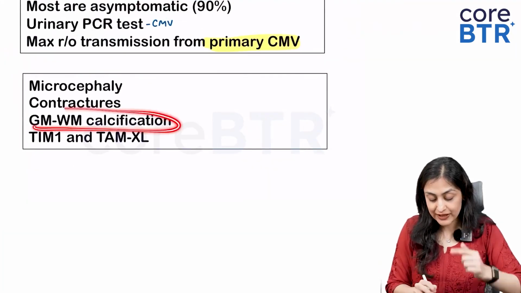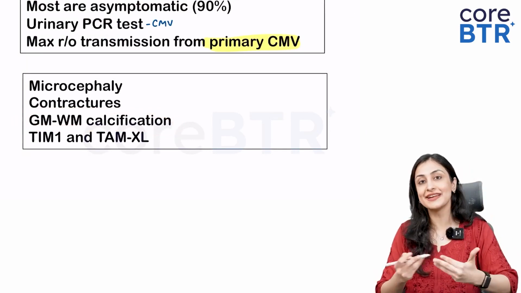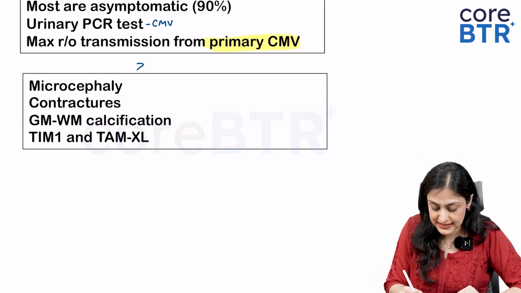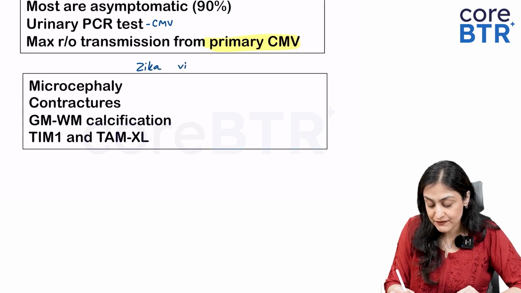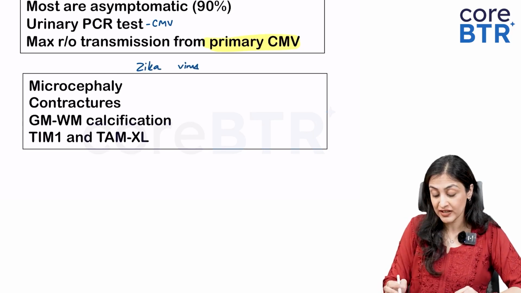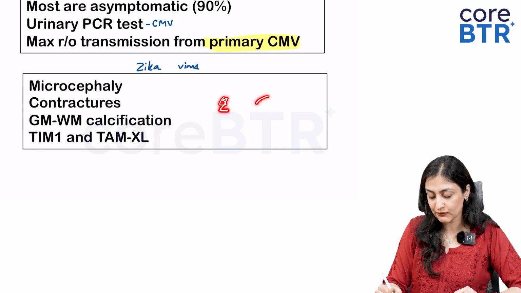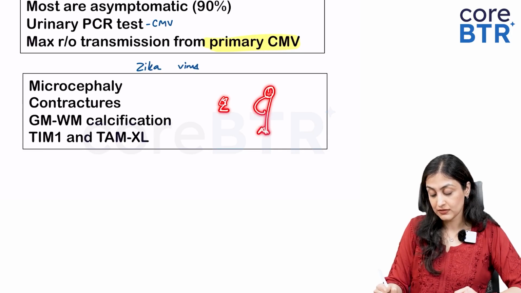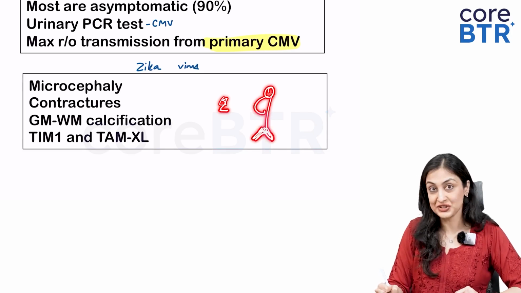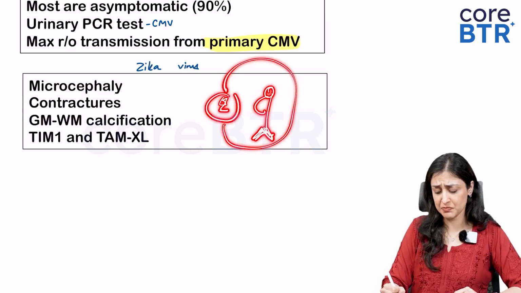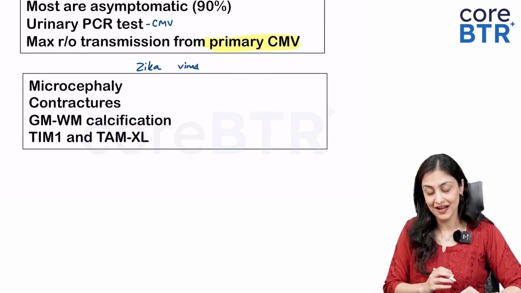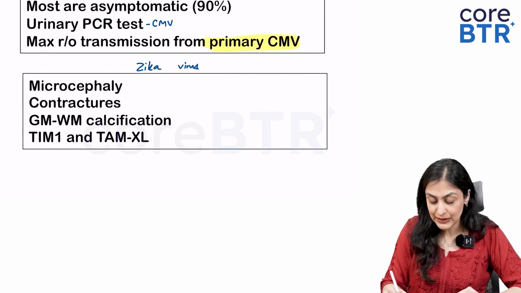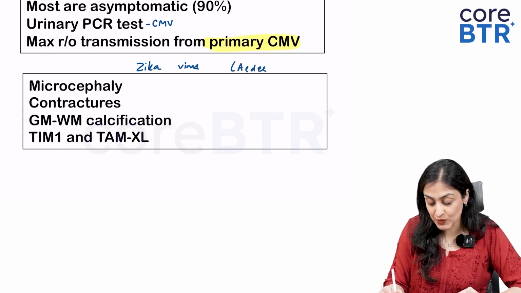Then the third one where we can get calcification, this is at the gray matter white matter junction. This is Zika. This was asked as a life cycle image based question where they showed a mosquito and there was one pregnant female. Whenever you see a cycle with a mosquito and a pregnant female, it's Zika. All right, so which mosquito? Aedes, right? So all of these were Aedes.